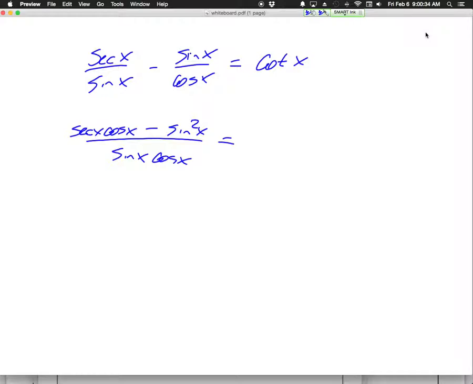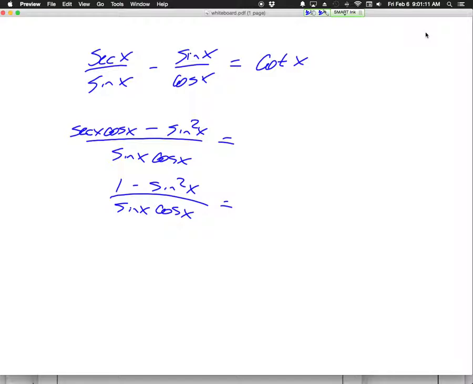Secant and cosine are reciprocals, so that is 1. So 1 minus sine squared over sine times cosine. How'd you get 1? These 2 things are reciprocals, and whenever you multiply reciprocals together, you always get 1.